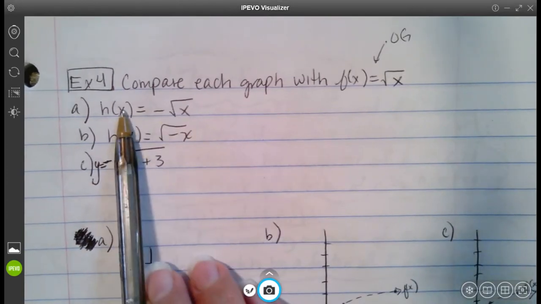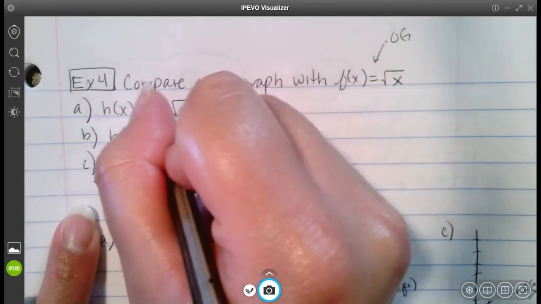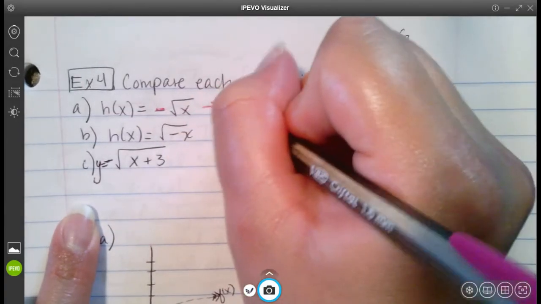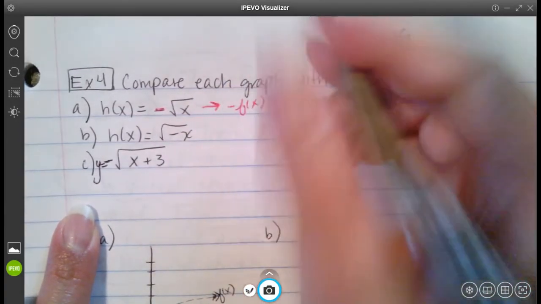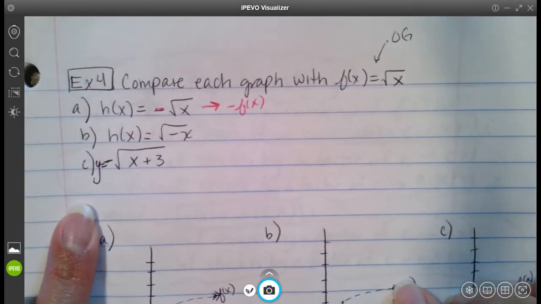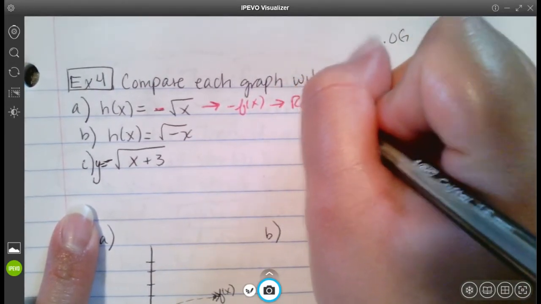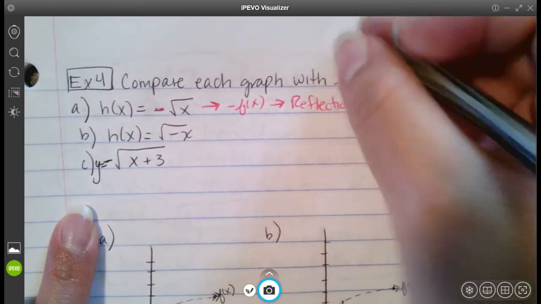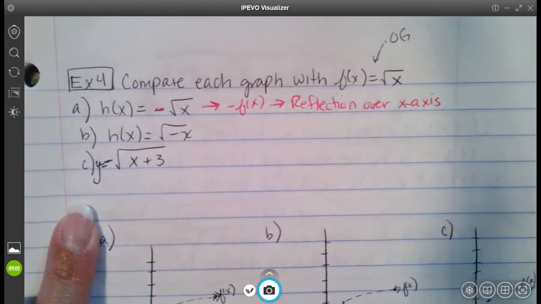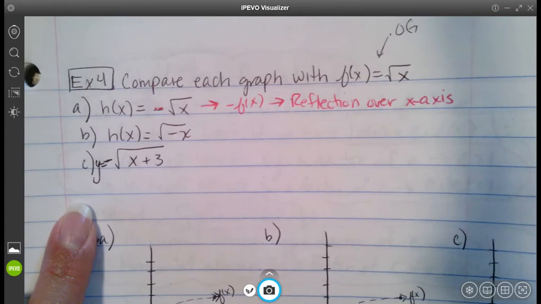So for the first one, h of x is equal to negative square root of x. We have a negative in the front. So remember that a negative in the front is like saying negative f of x, okay? Where we make the entire function negative, so all my values are going to jump over to the bottom of the x-axis. So this is just a reflection over the x-axis, okay? So let's go ahead and graph that, and then we'll come back up to letter B.